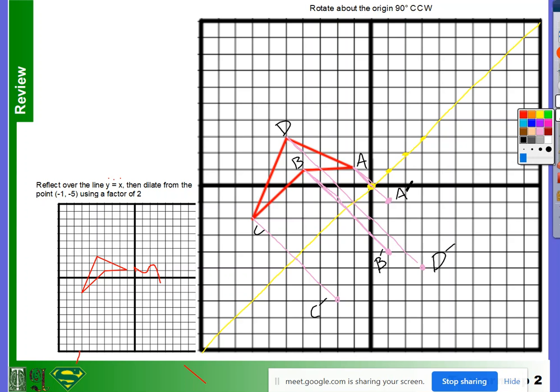And so let's go ahead and connect the dots. So I'm going to connect A and B. Then from B to B prime to C prime. From C prime to D prime. And then back to A prime. And it should look like a mirror image along the line y equals x. But are we done yet? No, that would be way, way too easy, wouldn't it?